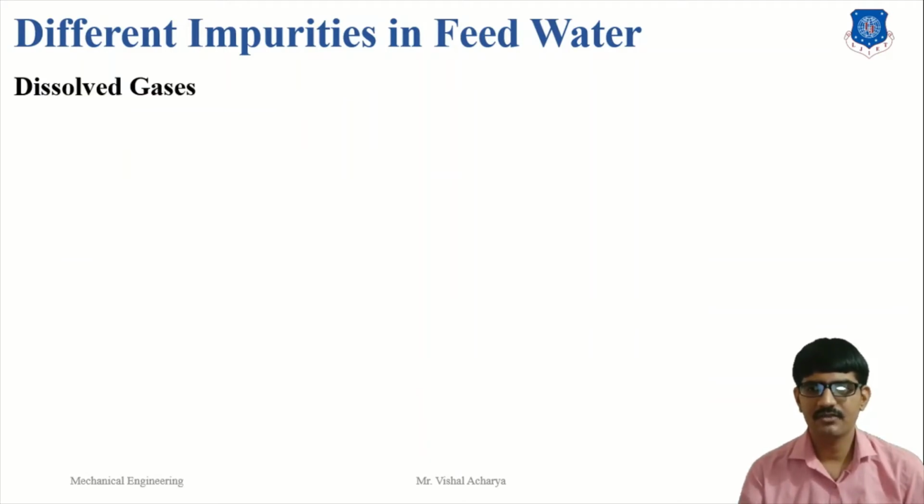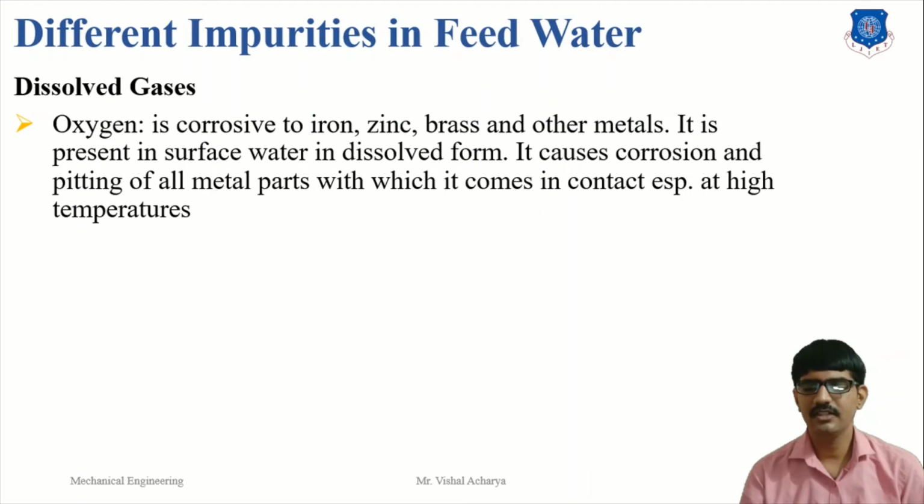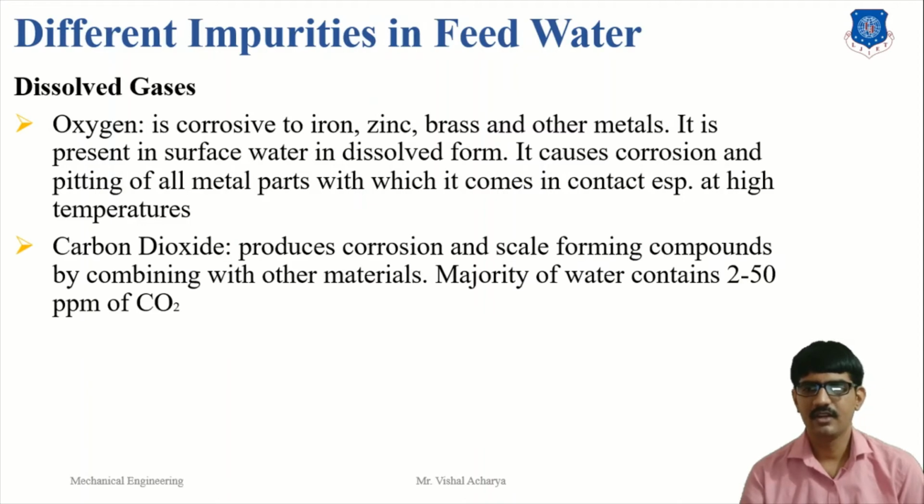Next, the impurity in dissolved gases like oxygen. Oxygen is the main cause of corrosion. It is corrosive to iron, zinc, brass and other metals. It is present in surface water in dissolved form. It causes corrosion and pitting of all metal parts with which it comes in contact, especially at very high temperature. Carbon dioxide produces corrosion and scale forming compounds by combining with other material. The majority of water contains 2 to 50 parts per million of carbon dioxide.